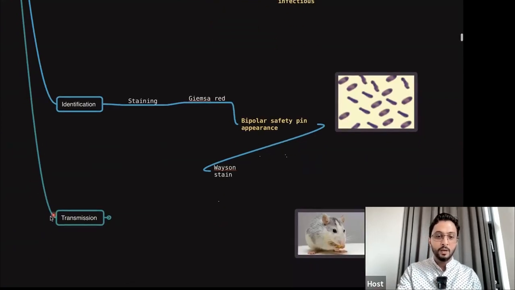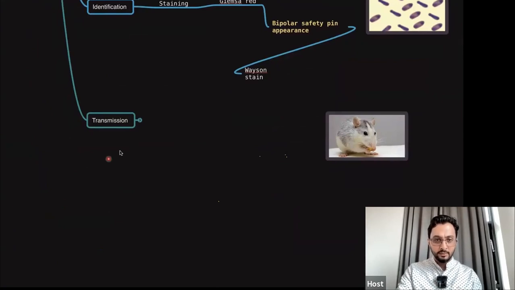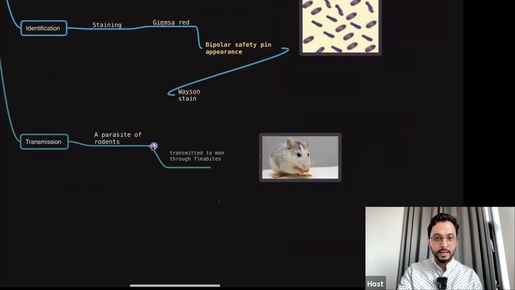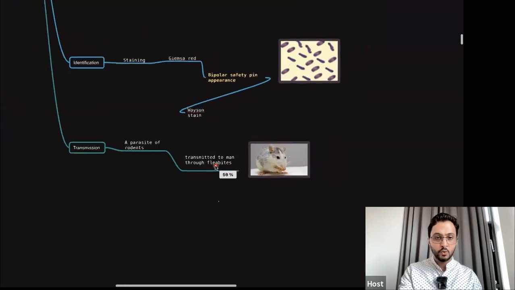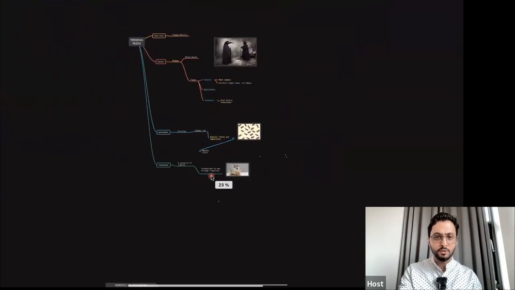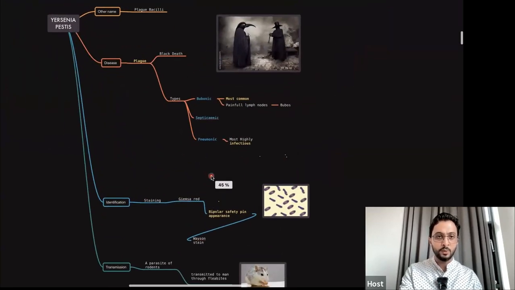Now, how is the transmission? Understandably, plague is a parasite of rodents. Rodents means rats, and it's transmitted to man through the flea bite. So the flea goes and bites a rat, then comes and bites a human, and you get it.